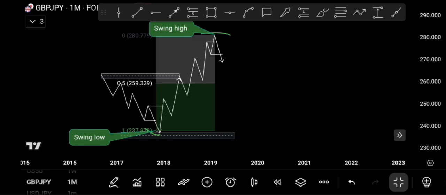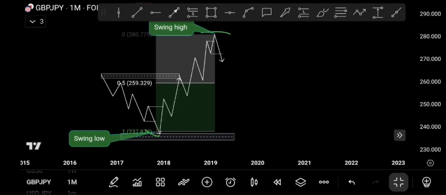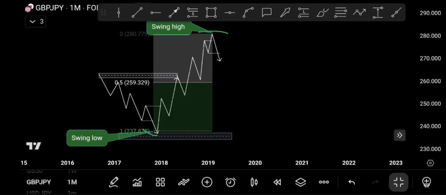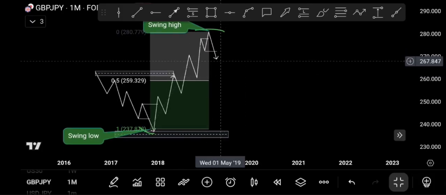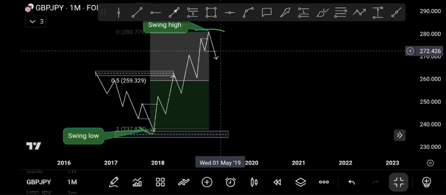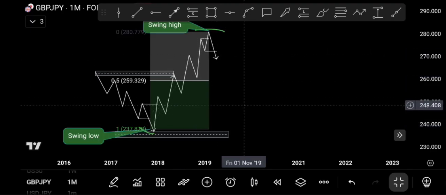You understand? Now this is how we identify our range. Now we'll be working with this premium and discount zone. When price is at this premium zone, we want to sell. When price is at this discount zone, we want to buy.